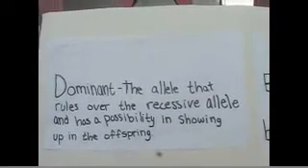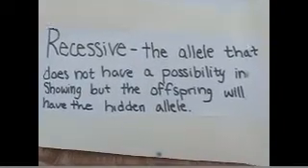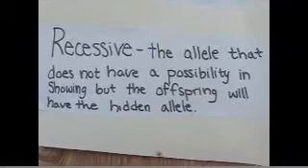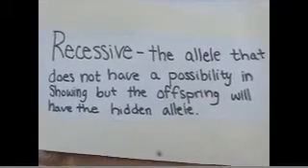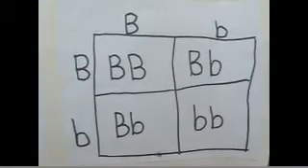Alleles could either be dominant or recessive. Dominant is the allele that rules over the recessive allele, and it has a possibility of showing up in the offspring. The recessive allele does not have a possibility of showing up in the offspring, but will have the hidden allele. Let me introduce you to what is called a Punnett square.